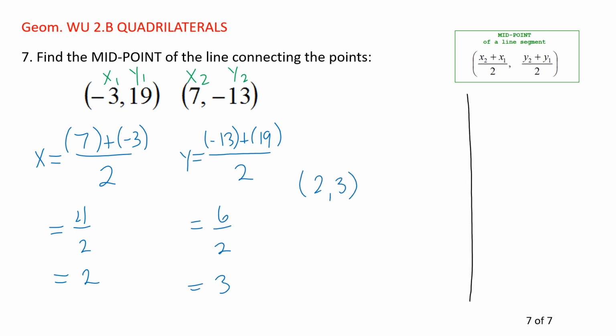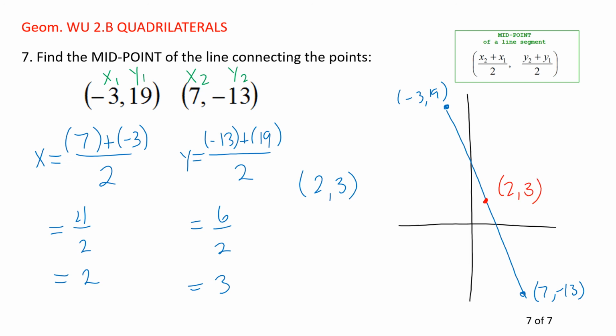Let's sketch a picture of it right quick. Obviously, it's not going to be completely accurate, but this is -3, 19. Over here, 7, -13. And I found a point right about here, 2, 3. That doesn't seem unreasonable. And that's that.